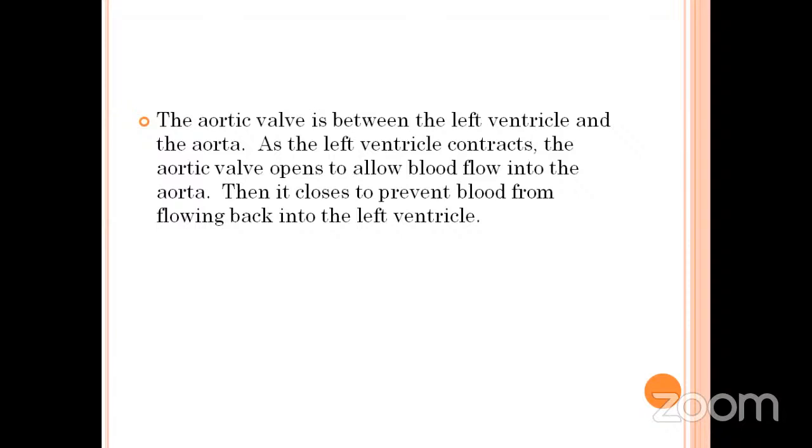Then we have the aortic valve, which is between the left ventricle and the aorta. As the left ventricle contracts, the aortic valve opens to allow blood to flow into the aorta, then it closes to prevent blood from flowing back into the left ventricle. So the valves open at contraction and close to prevent the backflow of blood.